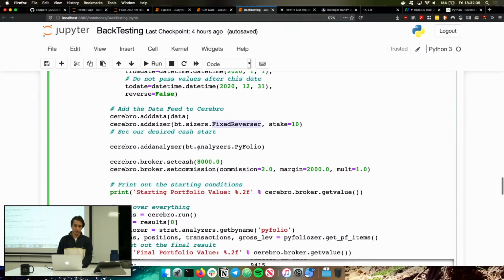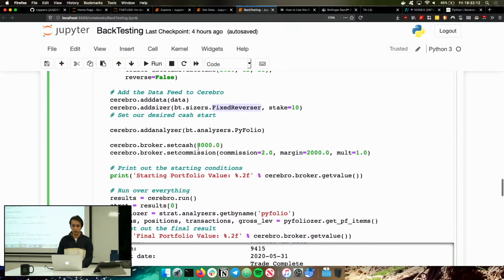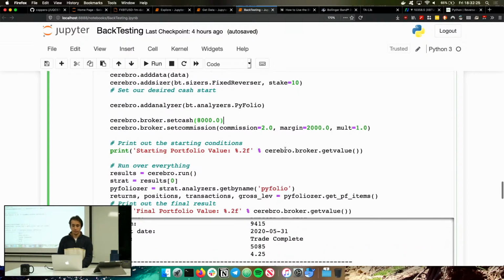We can ignore the add sizer. That tells us how much we want to size into a trade. It's not really used here. We add an analyzer, which is essentially what's going to give us summary metrics at the end of the run. We set how much starting cash we've got, so we've got $8,000 in cash in the broker account. And then here, it's just a quick way to penalize making too many trades. This isn't based on the actual Bitmex fees, but we say here that for every trade, there's a $2 commission. So every time you buy, every time you sell, it's going to cost you $2. Here, we're running with a contract multiplier of 1, and margin, considering we've got a contract multiplier of 1, isn't necessary.